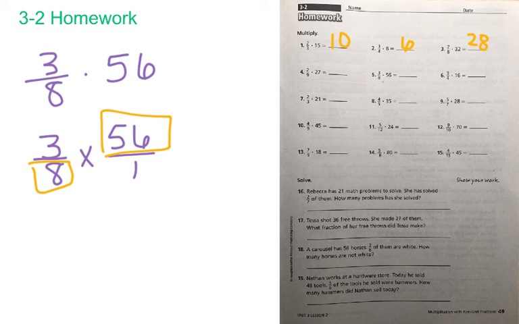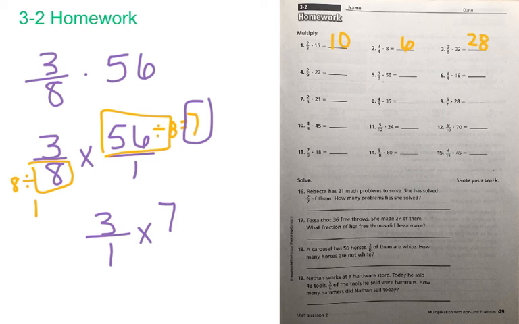And so if I took 8 and I divided 8 by 8, I'm going to be left with 1. And then if I took 56 and I divided 56 by 8, I'm going to be left with 7, because 8 times 7 is equal to 56. So now what I have is 3 over 1 times 7 over 1. And now I can just multiply straight across. 7 times 3 is equal to 21, and 1 times 1 is equal to 1. And 21 over 1 is equal to 21. And so your answer for number 5 is 21.